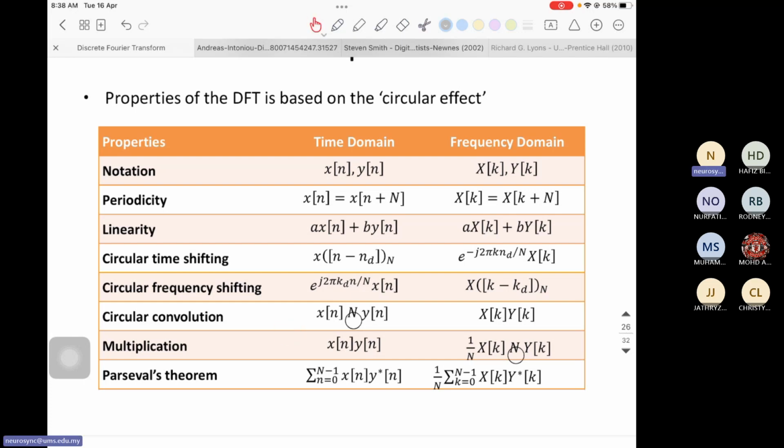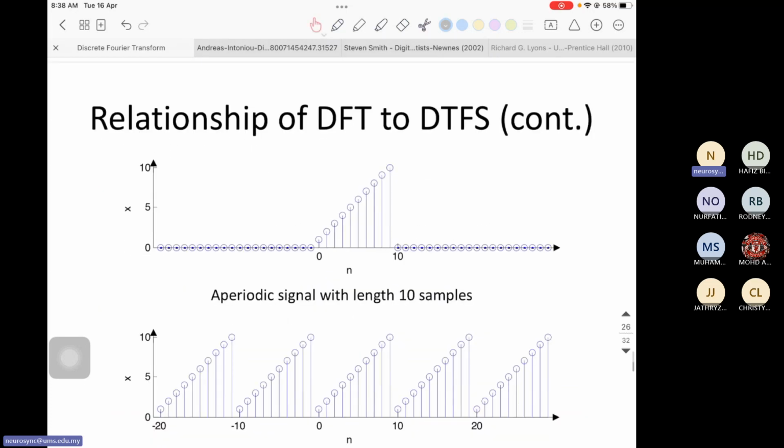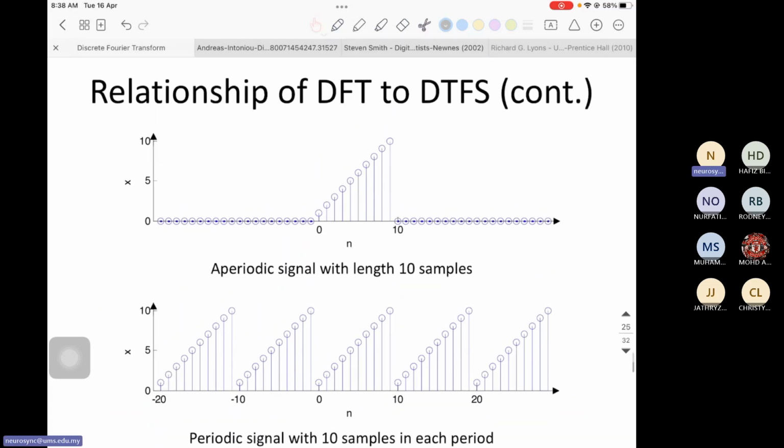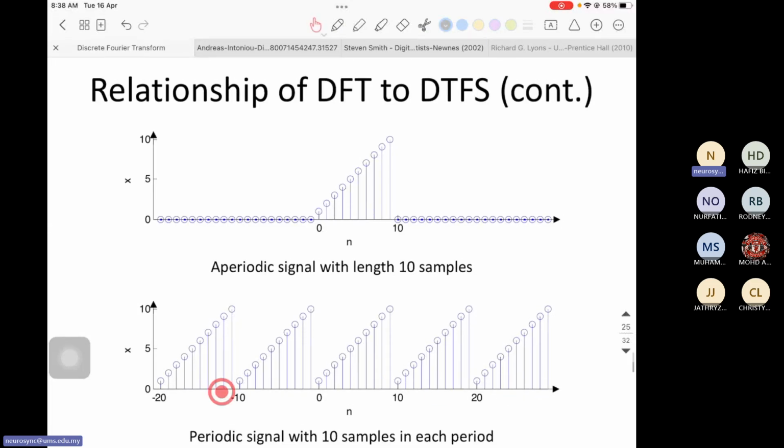Like in case of DTFT, the signal you get may or may not be a periodic signal, but in case of DFT, you will always get a periodic signal.